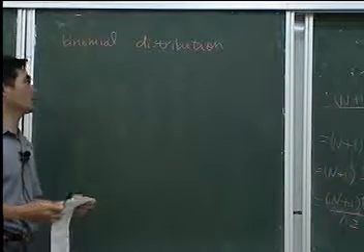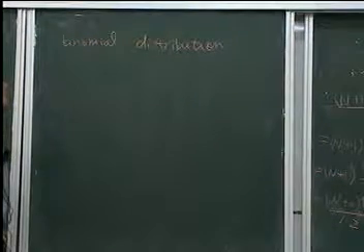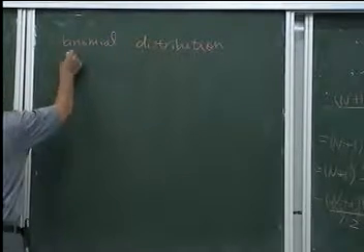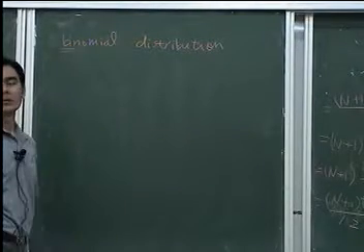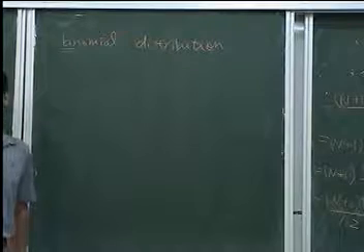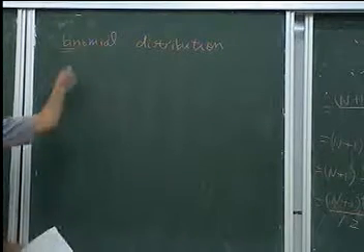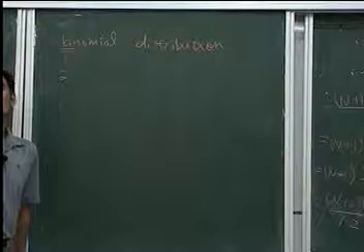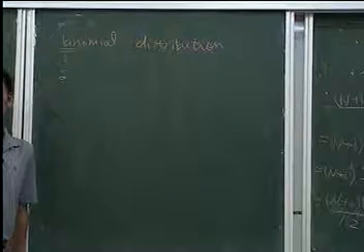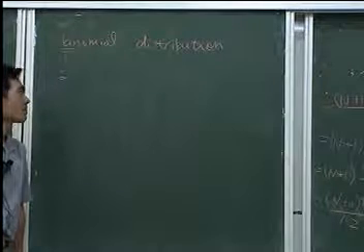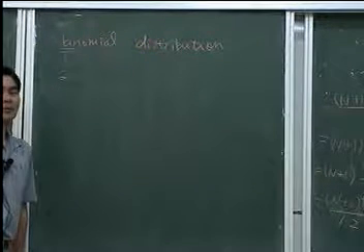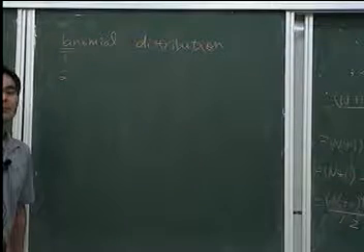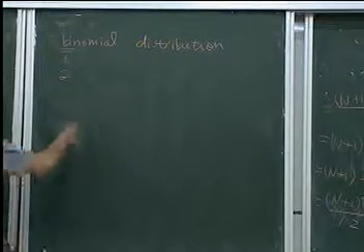Okay, binomial distribution. What does bi mean? Bi means 2. So, you know bicycle, right? Bicycle means they have 2 wheels. Binomial distribution, basically there are some properties here. This distribution is proposed by this person called Bernoulli.